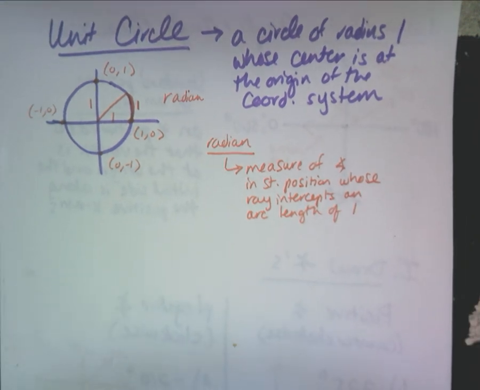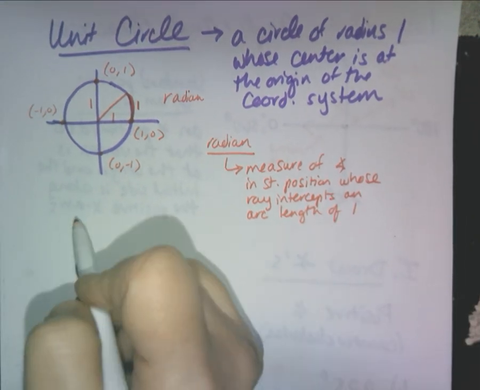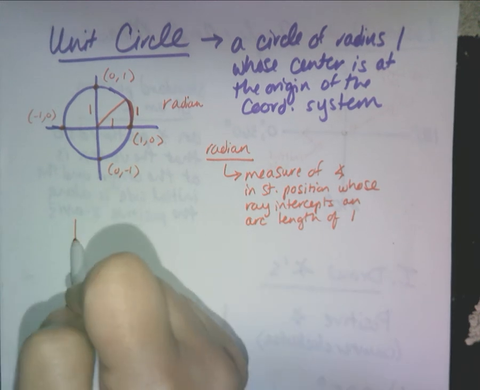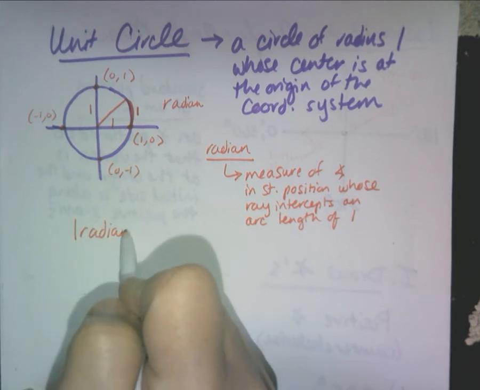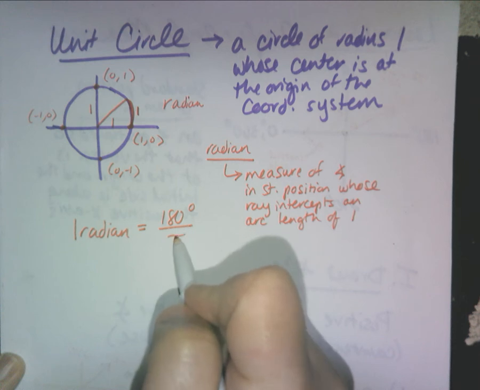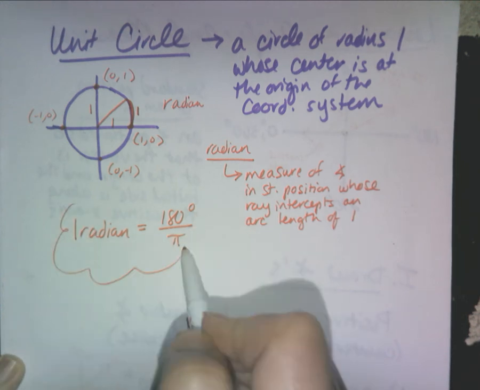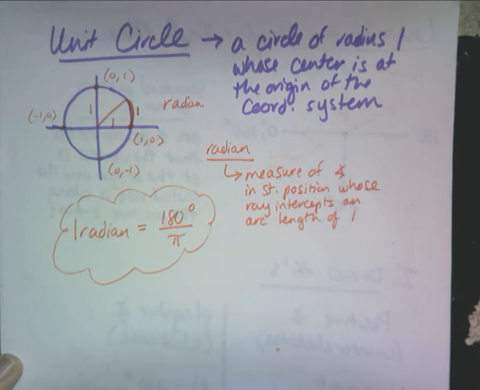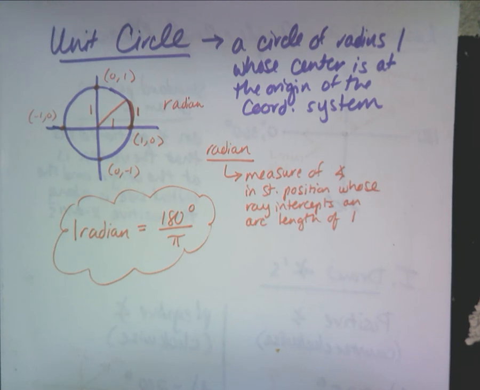And so the formula we use for radian, let's say formula, but how you convert: 1 radian is equal to 180 degrees over pi. 1 radian is equivalent to 180 degrees over pi.